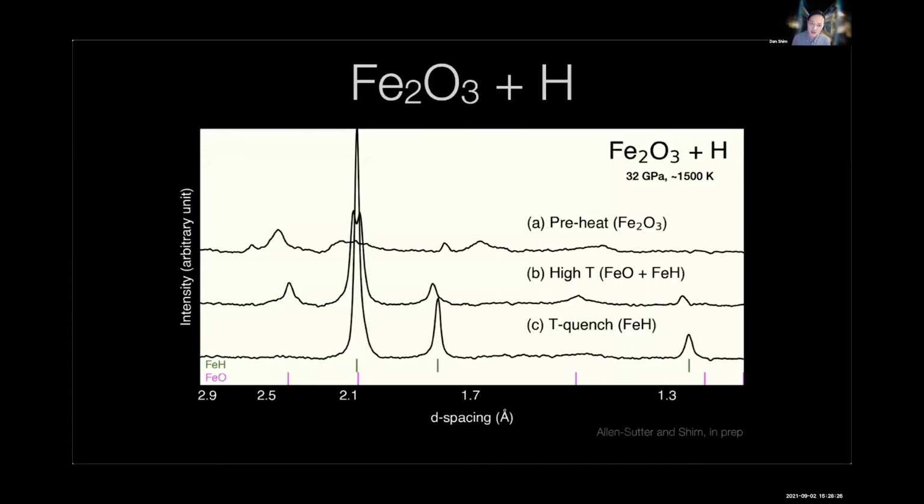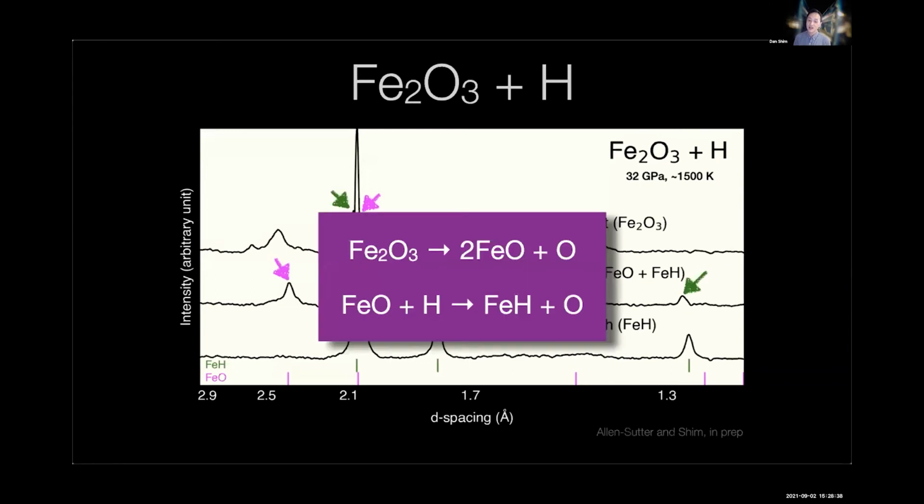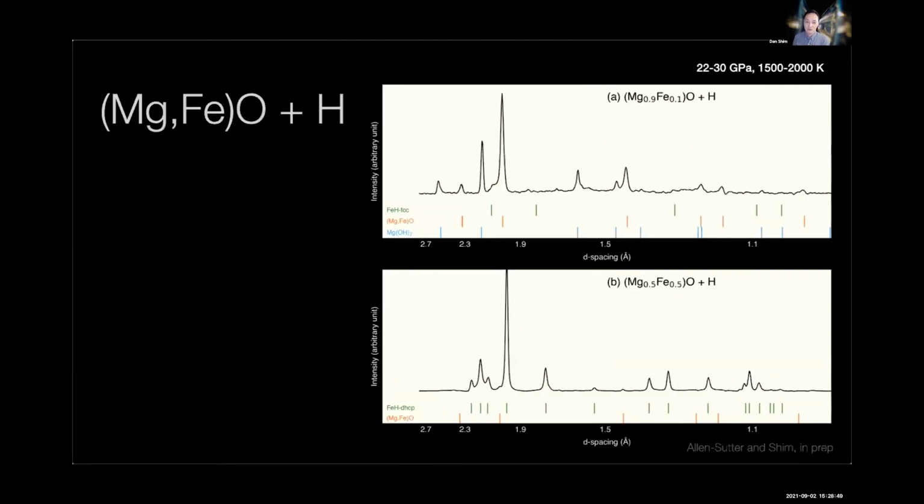Now, we also heated a series of oxide minerals. For example, Fe2O3 heated in hydrogen medium, we find a transformation from Fe2O3 to FeO and ultimately FeH. So hydrogen just strips iron off from the oxide and makes iron hydride and releases oxygen to the hydrogen medium. We conducted the same experiment for MgFeO, and here we see essentially the same effect.